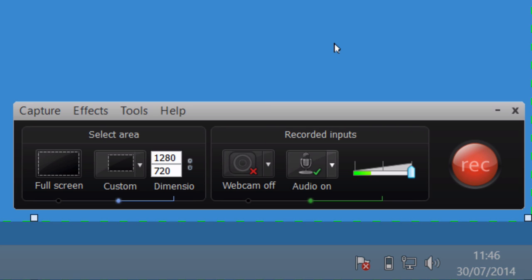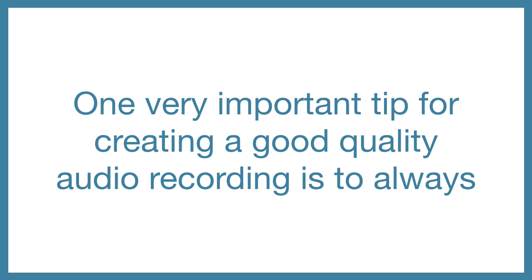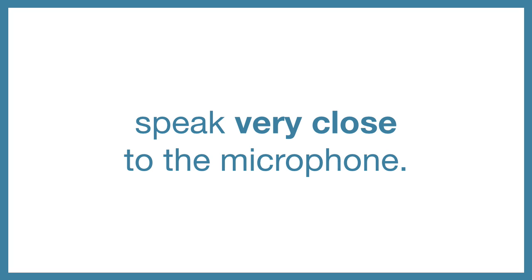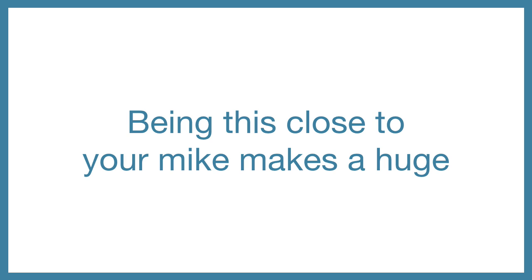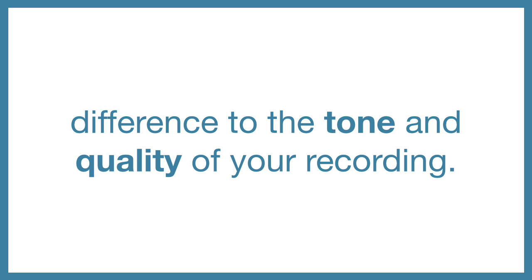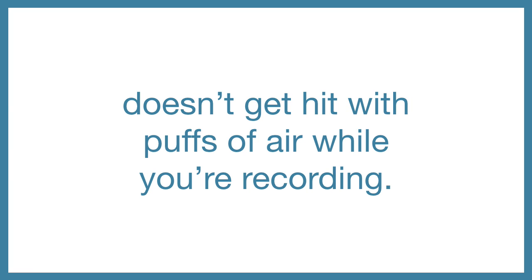Next, I can speak into my microphone to check my audio levels. Try speaking at different volumes and check that your recording is staying in the green zone and not moving into the amber or red zones. One very important tip for creating a good quality audio recording is to always speak very close to the microphone. You may have seen radio broadcasters almost kiss their mics, which is what you should be aiming for. Being this close to your mic makes a huge difference to the tone and quality of your recording. This is also why you need to have a pop filter so that your microphone doesn't get hit with puffs of air while you're recording.